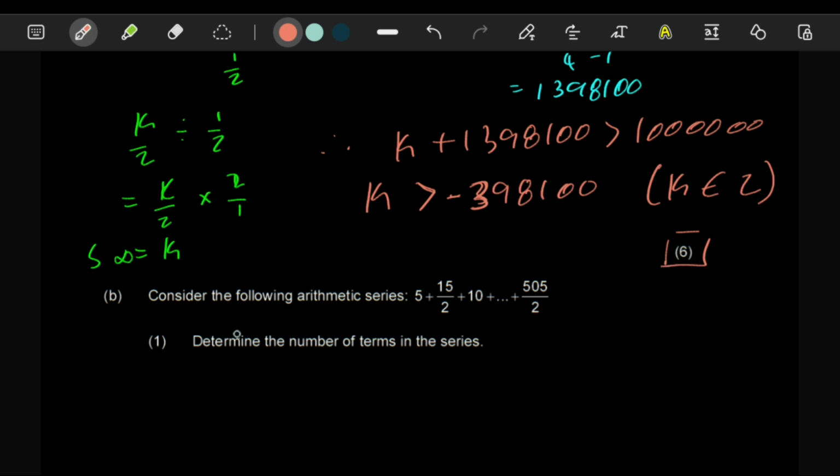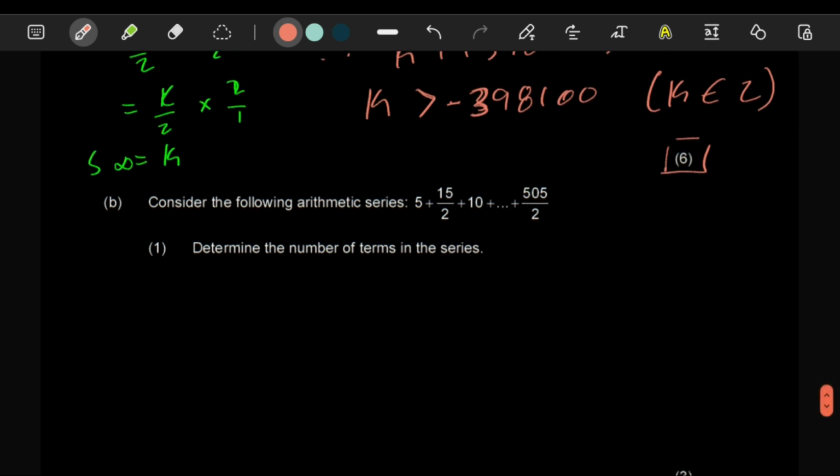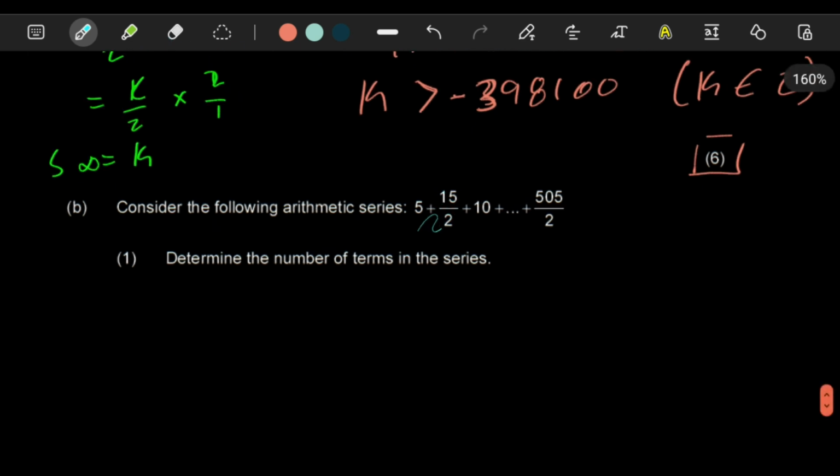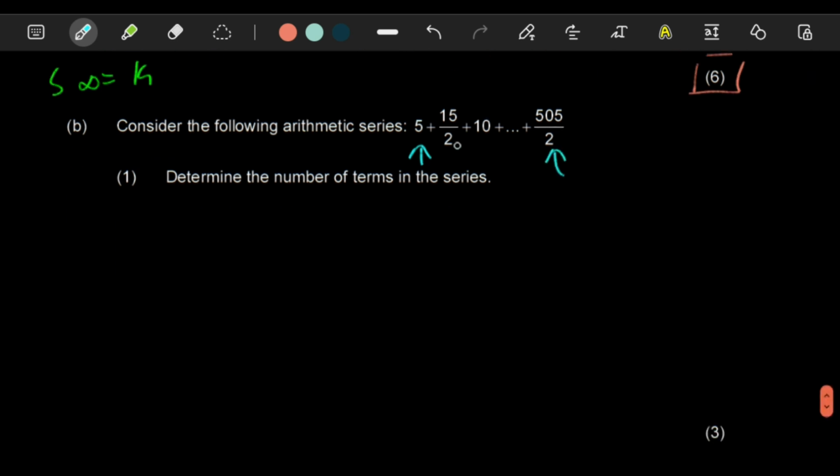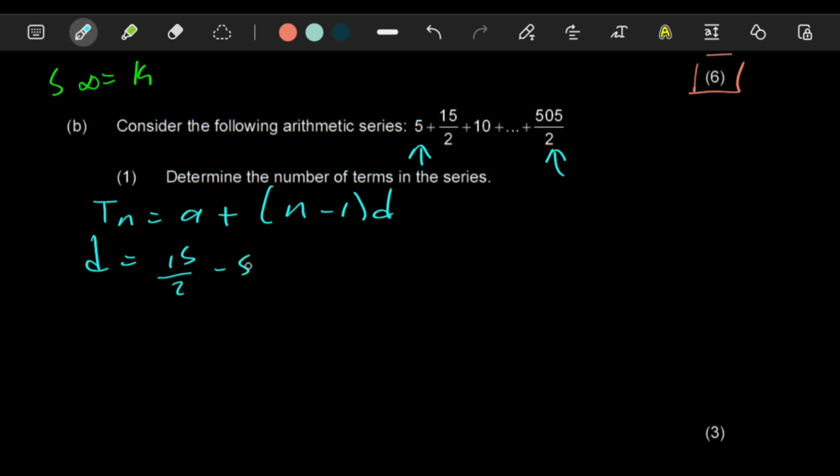Whew. Moving on. They say, looking at this arithmetic sequence, we should determine the number of terms in the series. So this is easy because this is where we're starting, this is where we're ending. Now remember, for an arithmetic series, you know that your general term is just Tn is equal to a plus n minus 1 d. Now the common difference here is just this value minus 5, 15 over 2 minus 5.